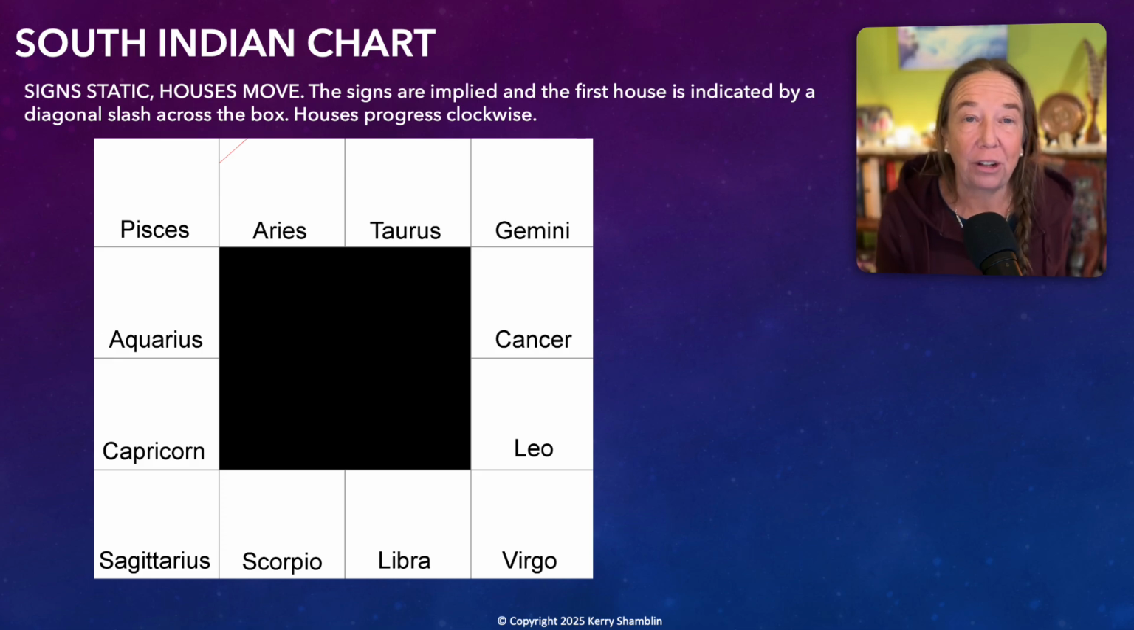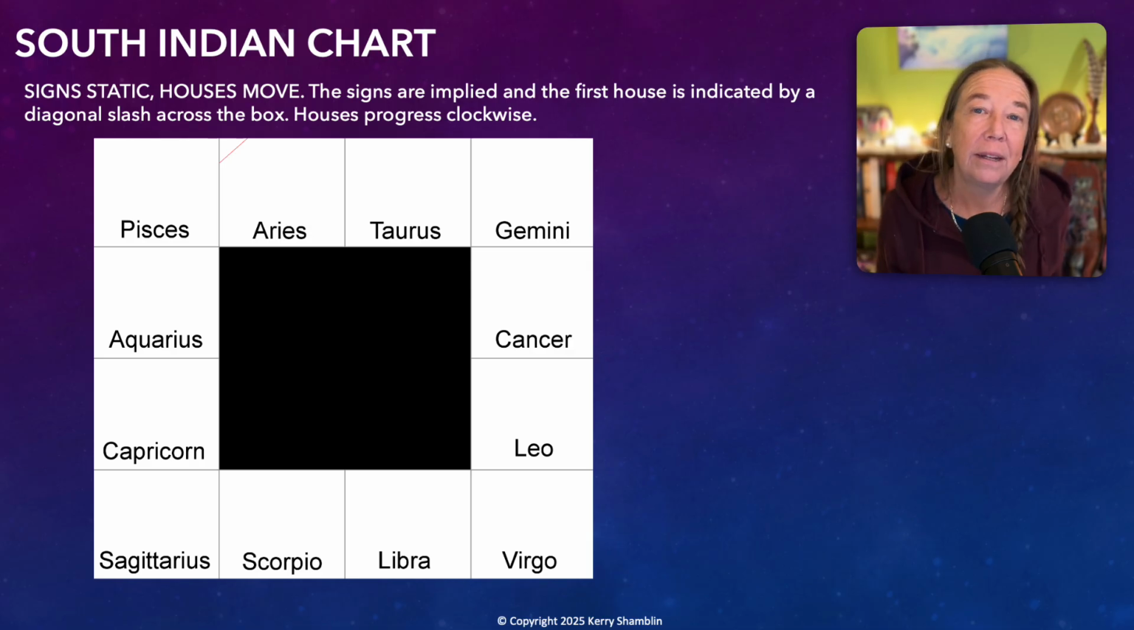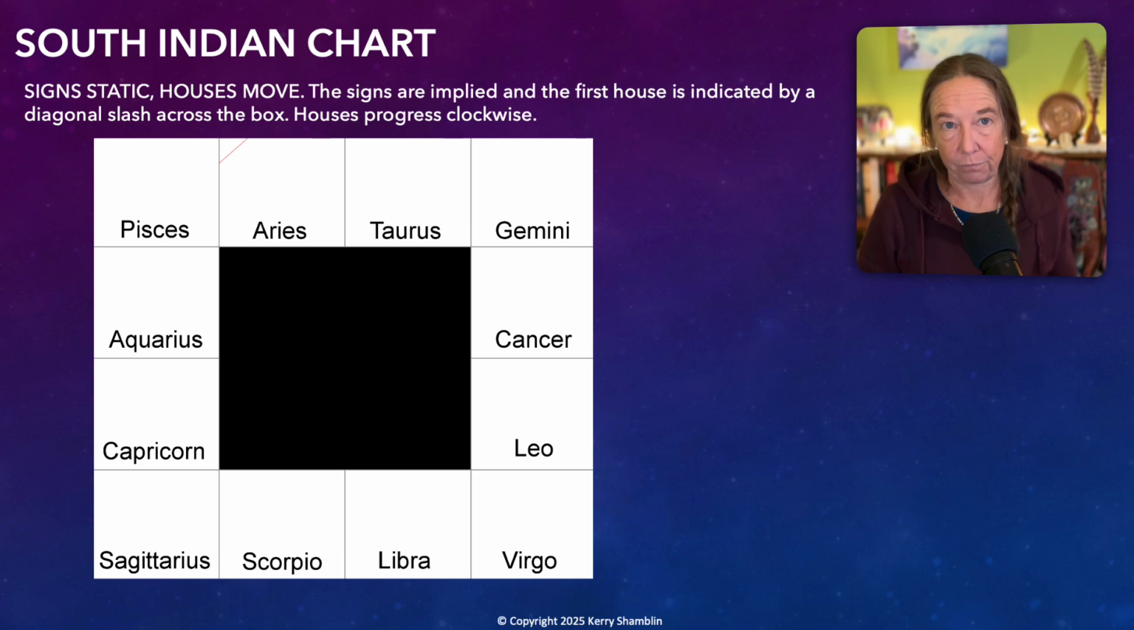The other thing to mention on this one is that since the signs are always in the same place, we have to know what is house number 1. So if you can look in there, Aries, on this particular chart, there's a tiny red line in the upper left corner of the Aries block. That will show you the ascendant or the first house. That's the mark to say this is where we start. This is the first house. And then we go clockwise on this one.